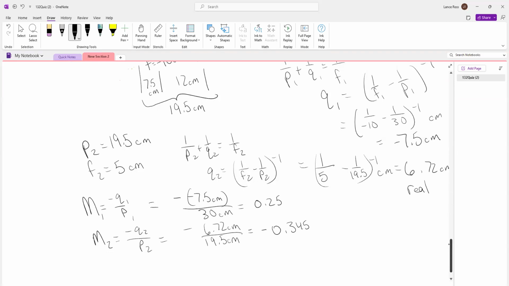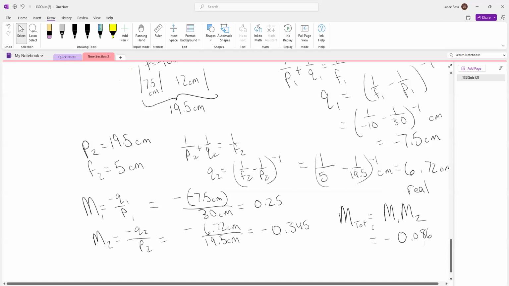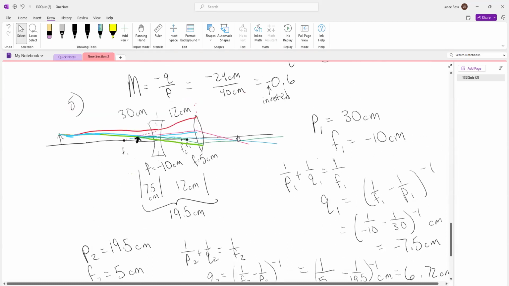All right, and our total magnification factor is just going to be the product of M1 and M2. If we multiply those together, we get negative 0.086. So it's much smaller than the original object. And it is inverted. Our final magnification factor came out negative, so we did get an inverted image as predicted.